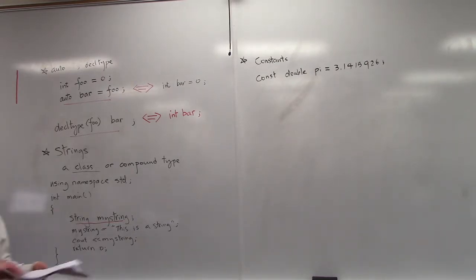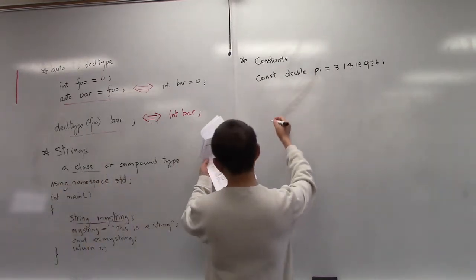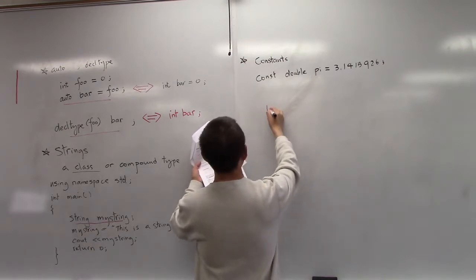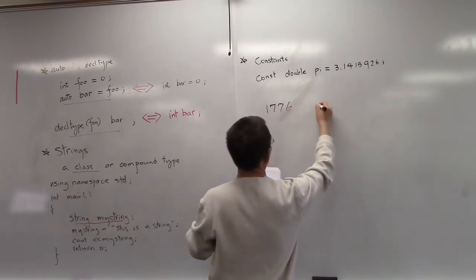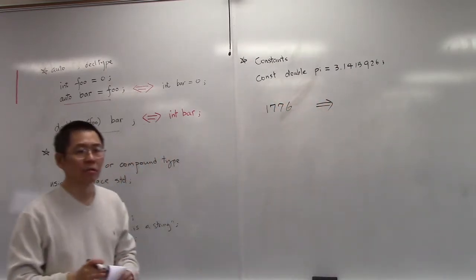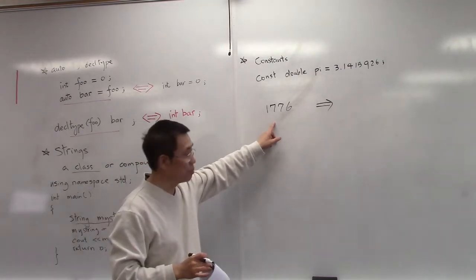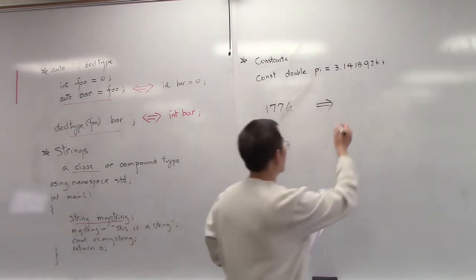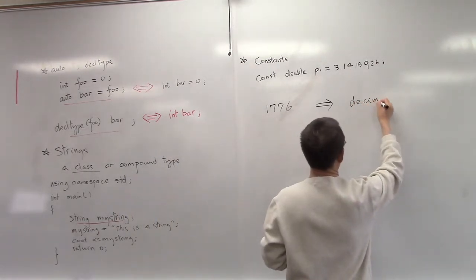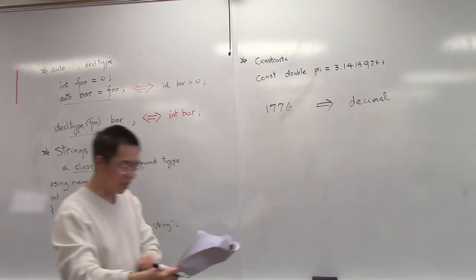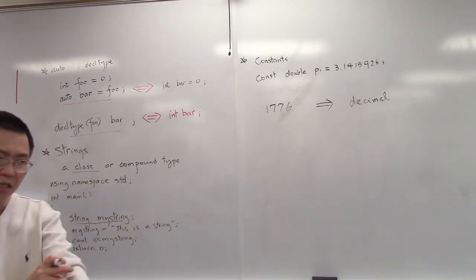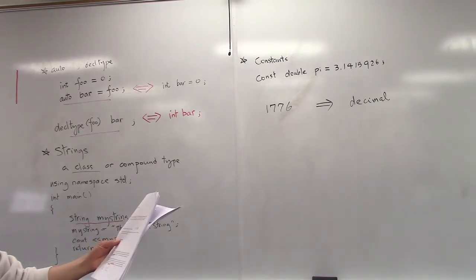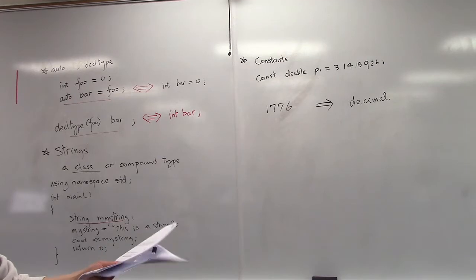One caution here: if I write 1776, it always represents its decimal value. So it's 1776, okay? So this is a decimal constant. But C++ also allows you to write a constant as an octal constant or a hexadecimal constant.